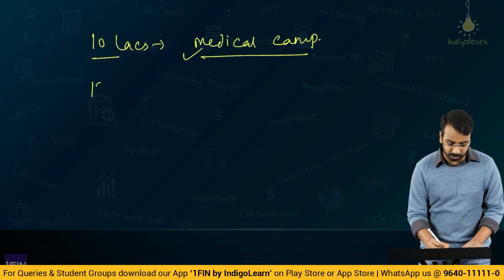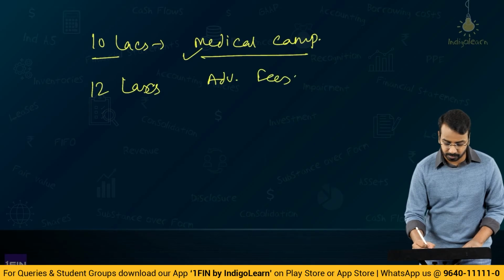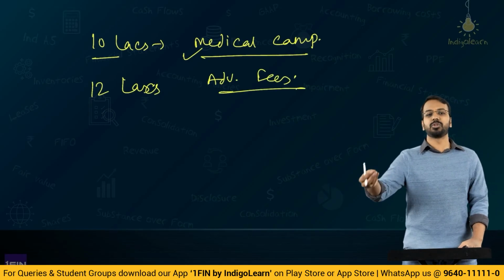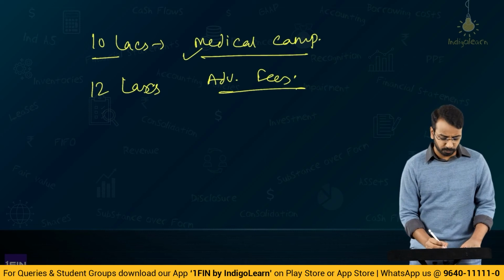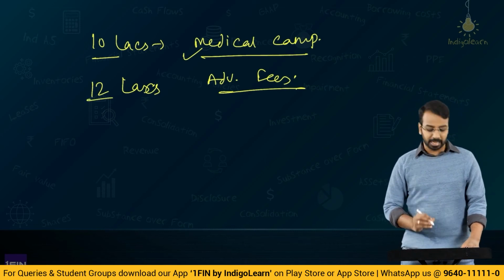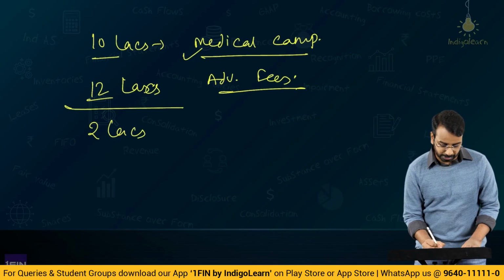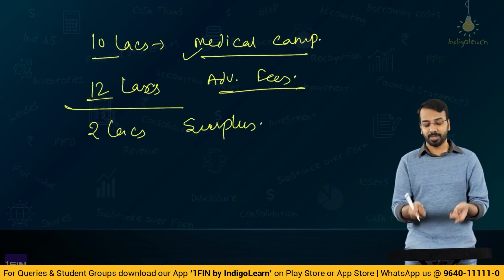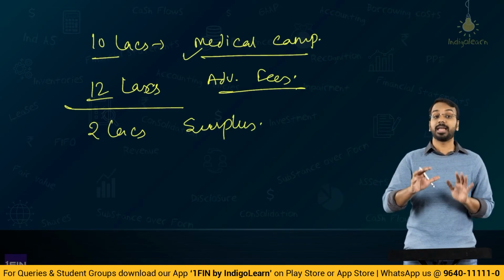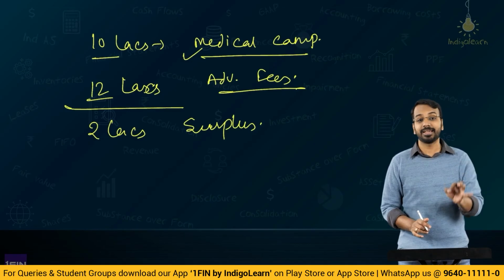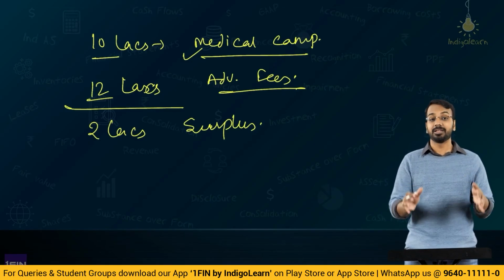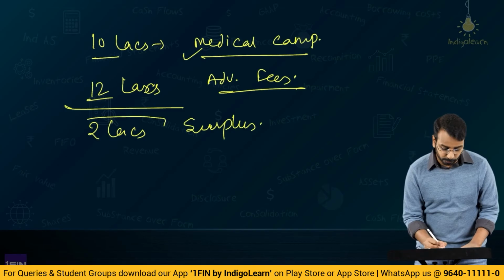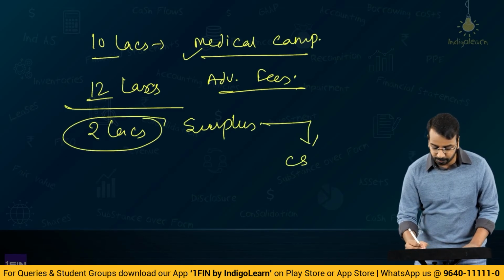So with that, let us say we earned 12 lakhs by way of advertisement fees, or maybe we put some food stalls and from that we earn some money. Hypothetically assume we earn 12 lakhs from this advertisement. Now what happened? Actually it has become 2 lakhs of surplus. We had to spend 10 lakhs, we spent that 10 lakhs, but we got 12 lakhs in return. Now this is a surplus arising out of a CSR activity, and the policy is very clear that the surplus of 2 lakhs should again be spent in CSR activity only.